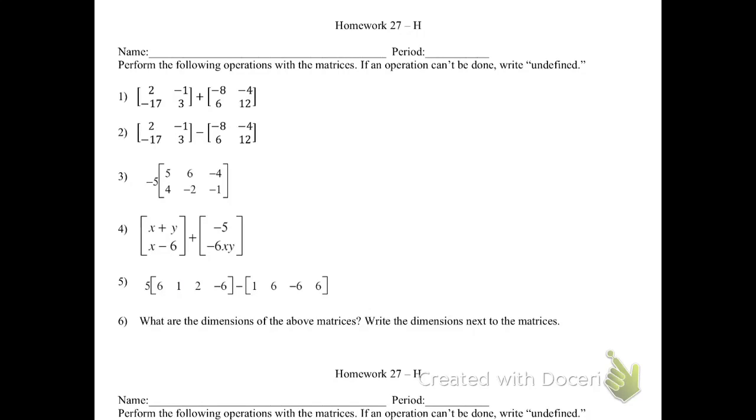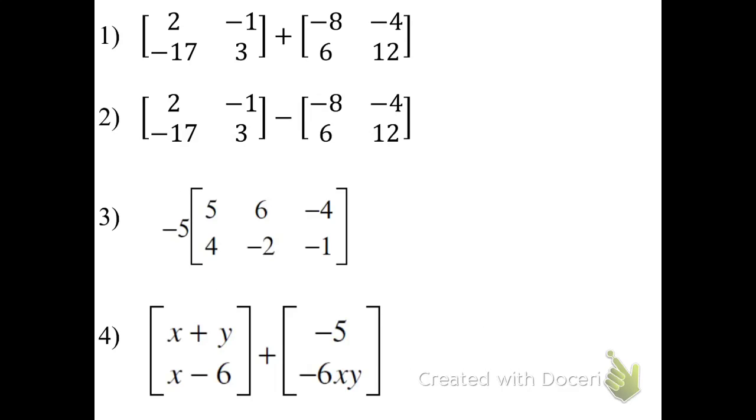Alright, time for homework 27 for the honors classes. On these ones, we introduce matrices today. You can add and subtract matrices and multiply by a scalar, all that good stuff. We'll try and fit it all in pretty quickly.